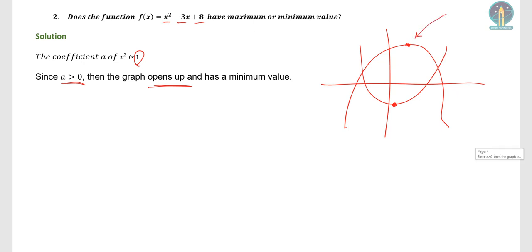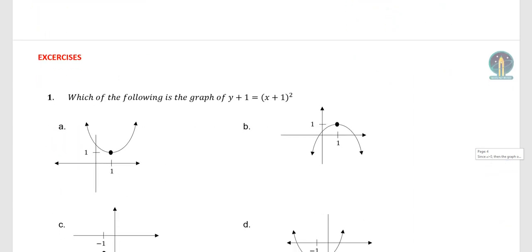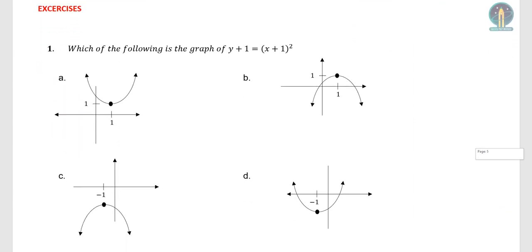Okay? Very good. So here we have some exercises. Please pause the video, work on these, and come back for the solutions.